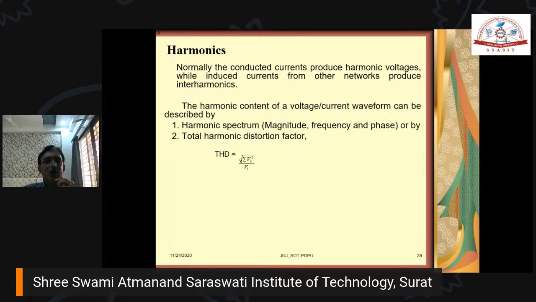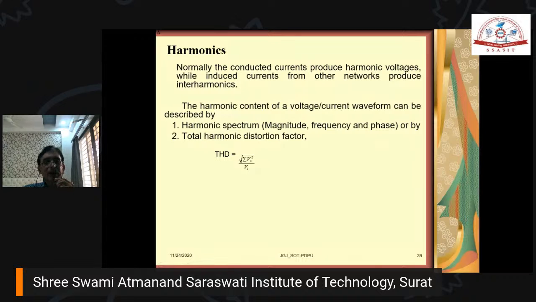Then, I have already told you the harmonic content of the voltage or the current waveform can be described by the harmonic spectrum. That means the magnitude, frequency, and the phase, or the total harmonic distortion factor. Right? So voltage THD can be defined as the square root of the sum of Vh squared divided by V1. V1 is nothing but the fundamental voltage and h means the order of harmonic, right? For example, the square root of V1 squared plus V3 squared if we consider the triplen harmonics, and so on, divided by the fundamental voltage.